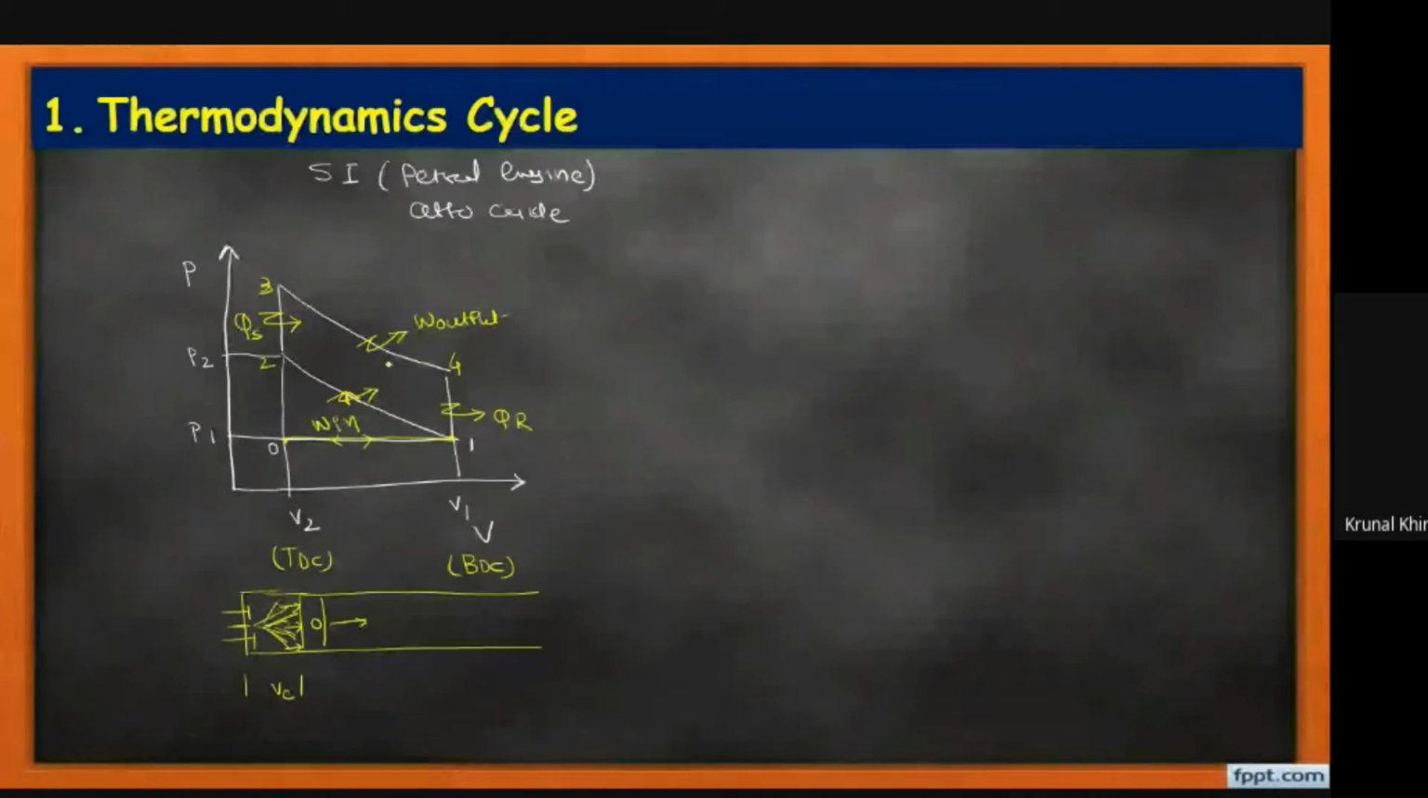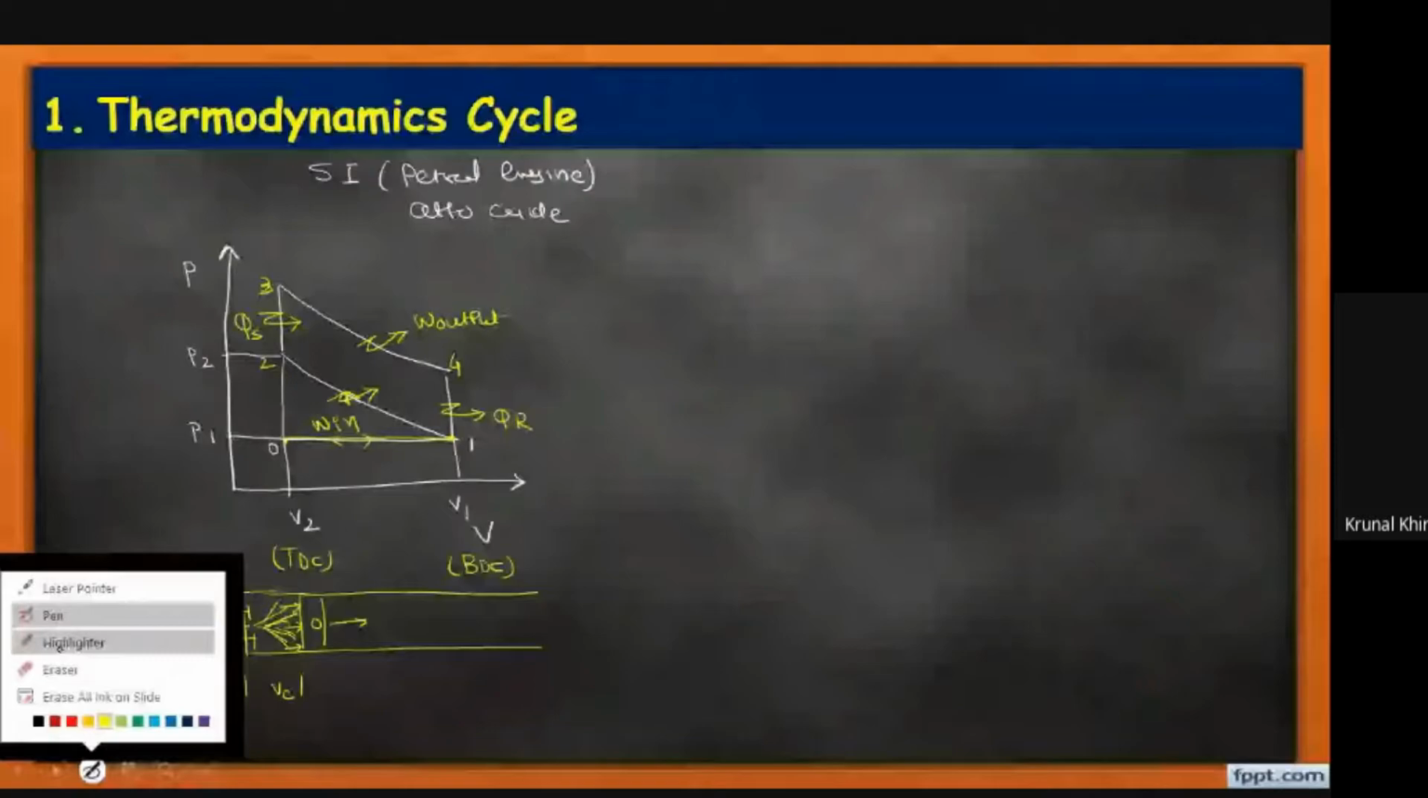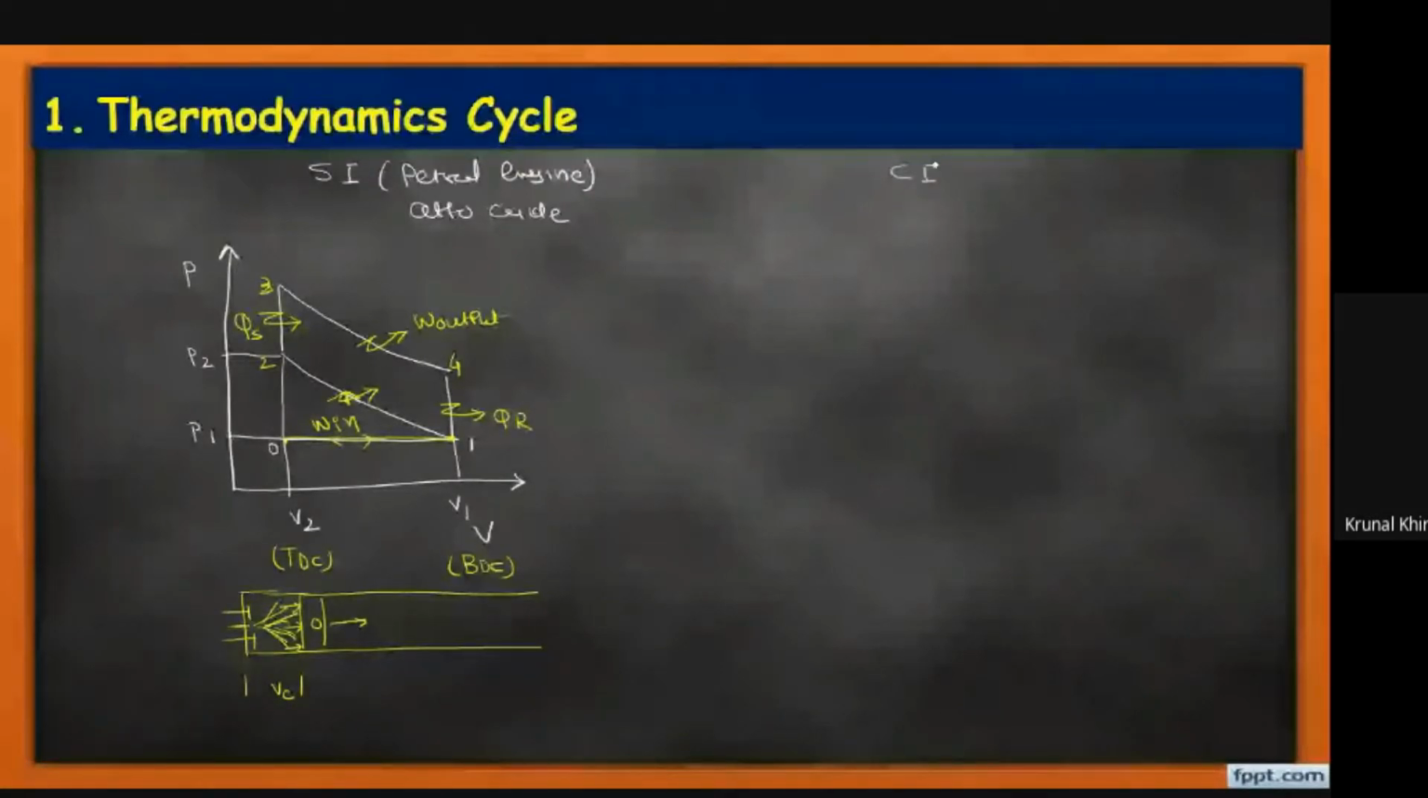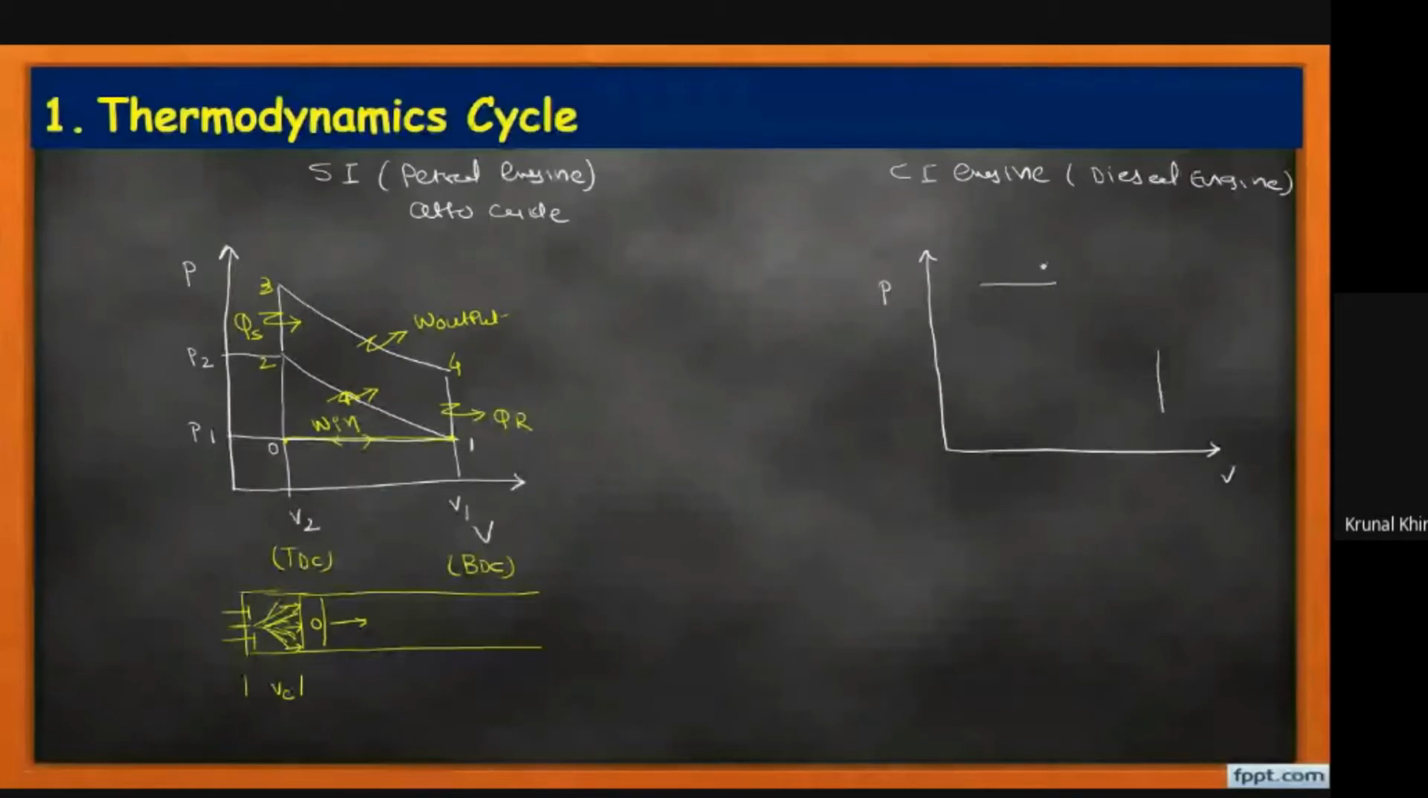Now for the diesel cycle, we know that the working cycle, let me write, is for CI engines. This is also known as a diesel engine because diesel is used as a fuel. The diesel cycle is also known as a constant pressure cycle. So again we plot the PV diagram. The horizontal line is indicating the constant pressure lines. Vertical line is indicating constant volume lines.